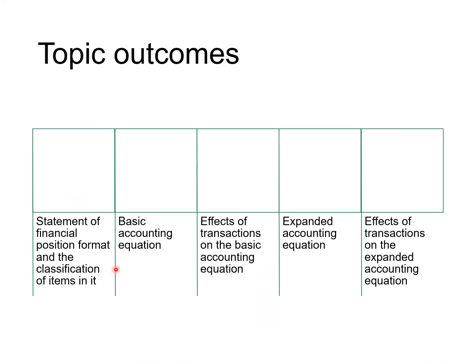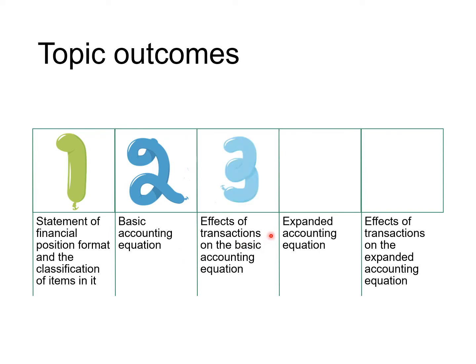This will be your topic outcome untuk this chapter. We are going to learn first on the statement of financial position format and the classification of items in that. And then we're going to move for the basic accounting equation. And then number 3 adalah effect of transaction on the basic accounting equation. Number 4 adalah expanded accounting equation. And finally, the effect of transaction on the expanded accounting equation.